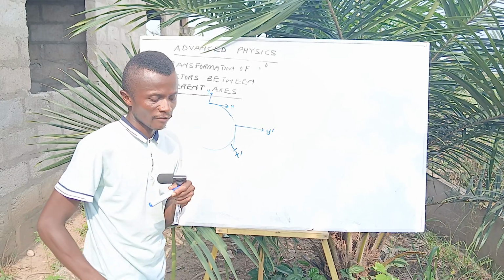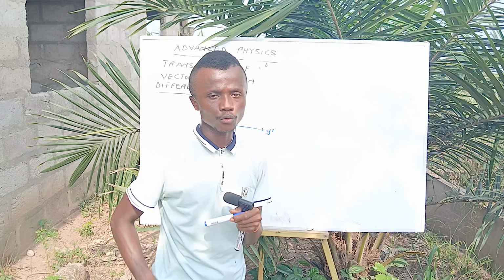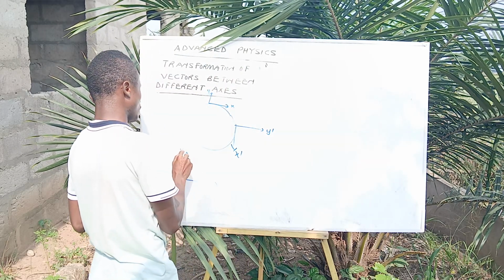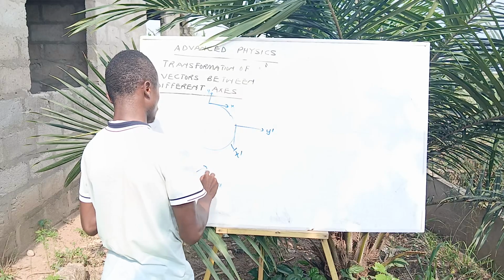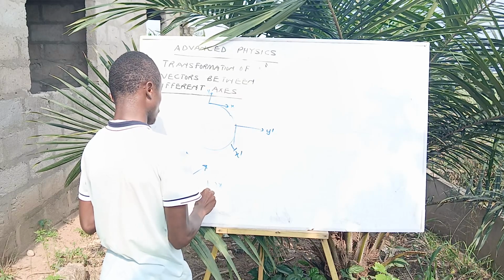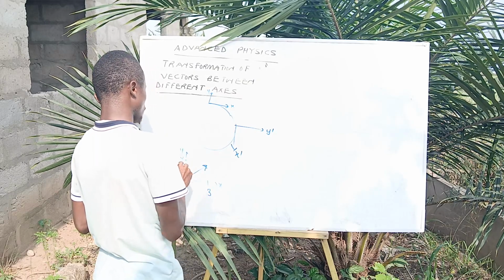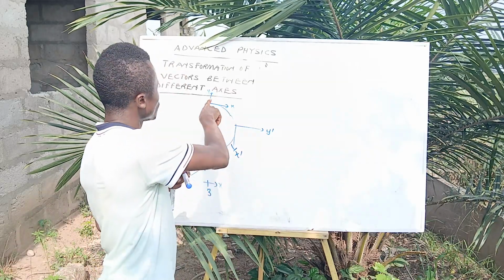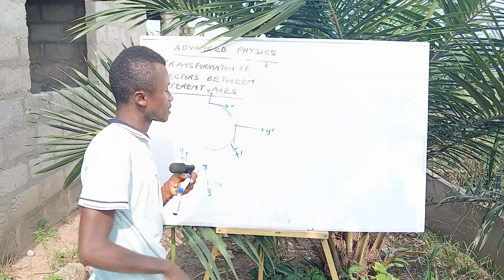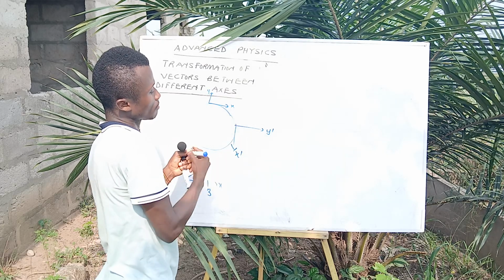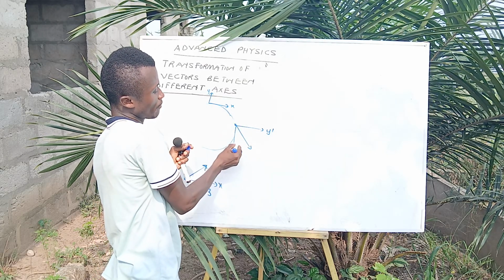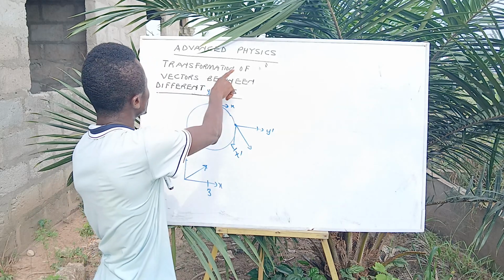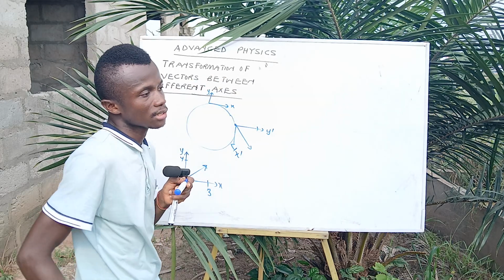So if a vector, say 3, 4, is given to you to plot, and then you do this. Now it means that you are using an axis of this form. But then somebody who chooses this axis may plot that vector in a different way. We are looking at transformation of vectors between different sets of axes.